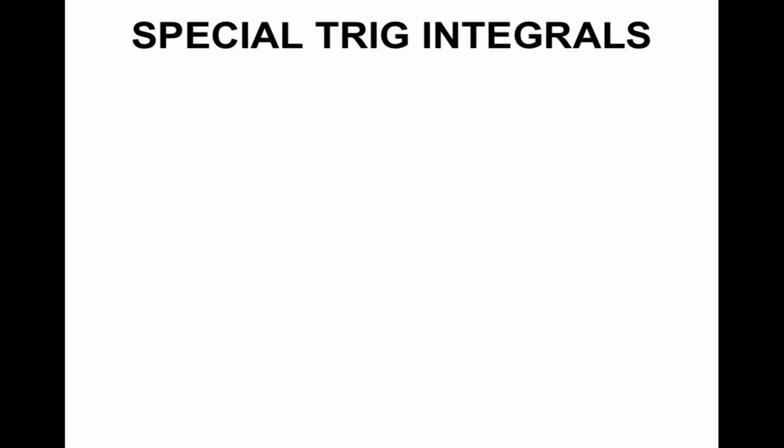All right, let's do some special trig integrals. You know how we haven't been able to find the antiderivative of tangent? Well, after learning u-substitution, we now can. First, you want to rewrite tangent in terms of sine and cosine. Then you're going to let u be either sine or cosine.